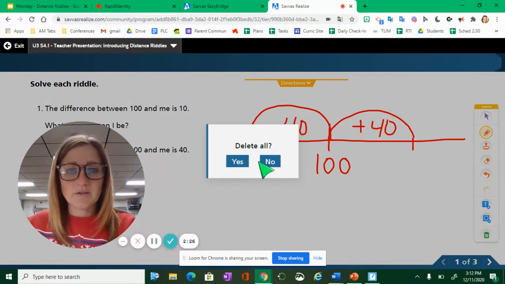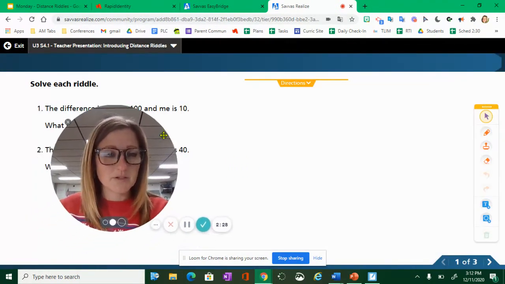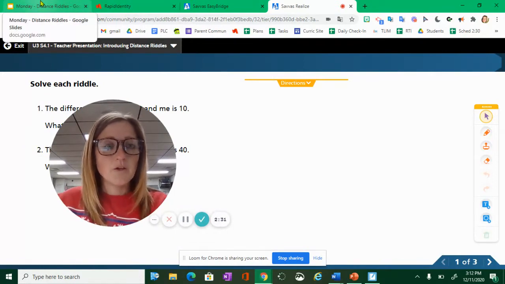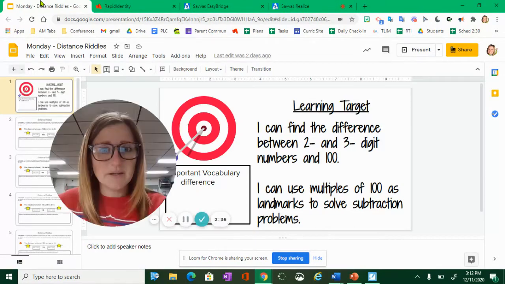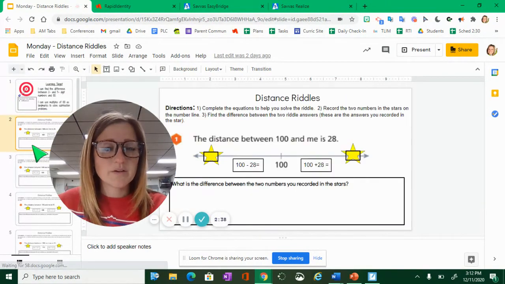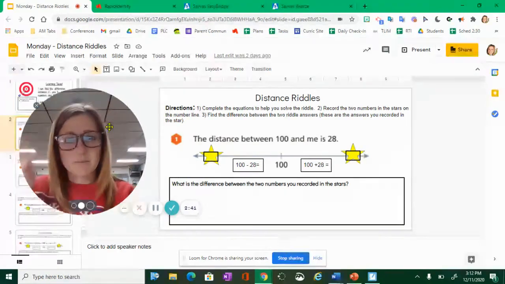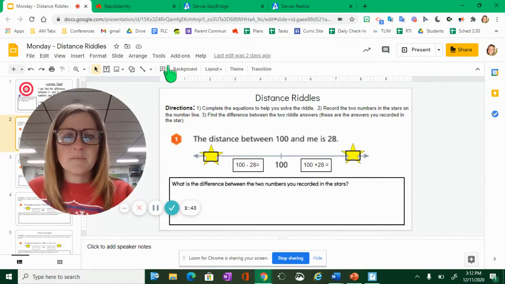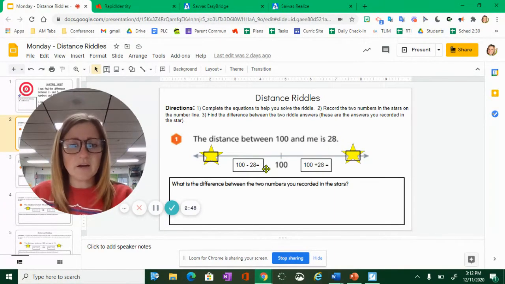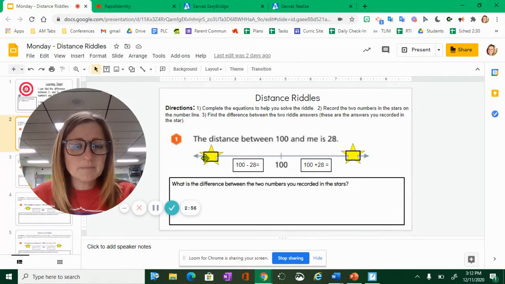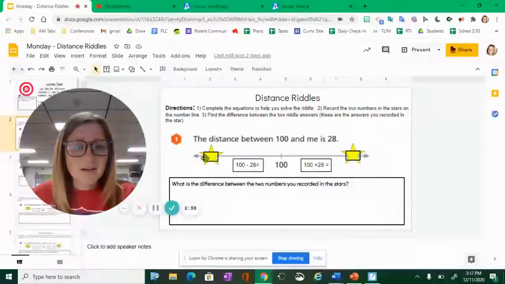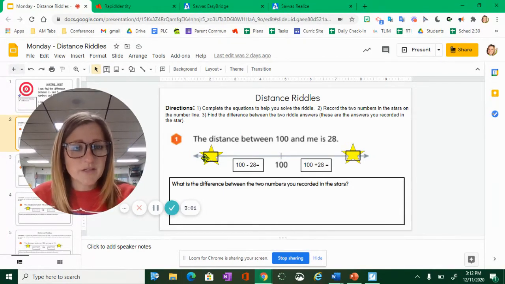So on your work today, you're going to have step-by-step questions to help you go through. You have a paper copy in your book bag, but the questions are also on a slide. So they're set up to help you go step by step. So this first one says, the distance between 100 and me is 28. So you can see how if we are adding 28, we would go this way on the number line. If we were subtracting 28, we would go this way. So you may need to do some extra work off on the side.